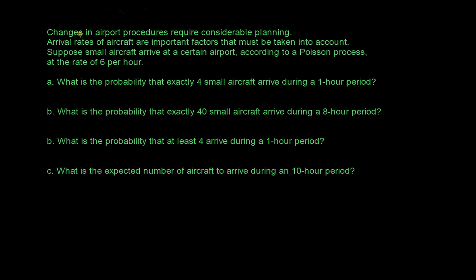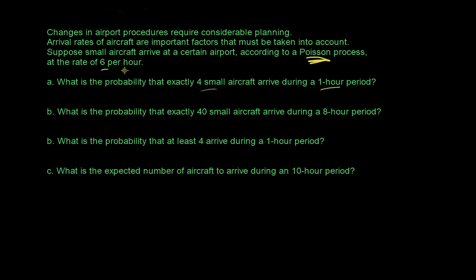So in this case, we have changes to airport procedure require considerable planning. This example was taken from one of the handouts, so you might recognize it. It's one of the supplemental handout questions, but I've changed it a little bit. So suppose small aircraft arrive at a certain airport according to a Poisson process. So there it is. That tells you, oh, it's Poisson. At the rate of 6 per hour. What is the probability that exactly 4 small aircraft arrive in a 1 hour period?